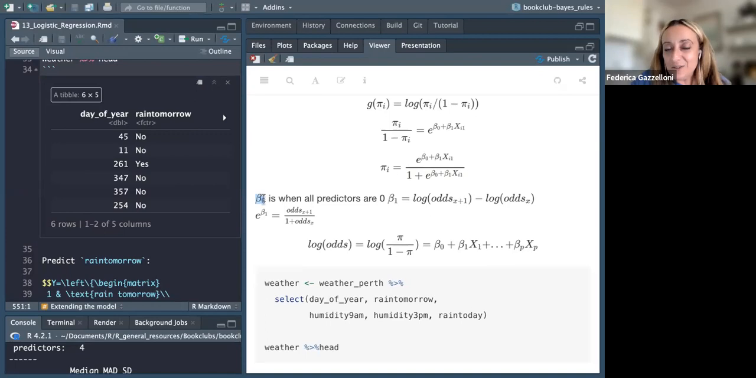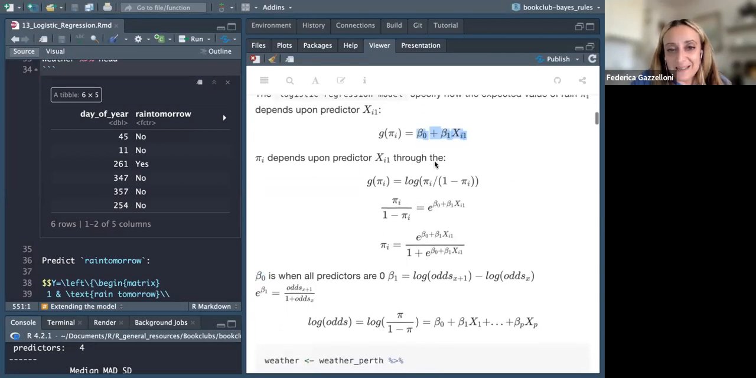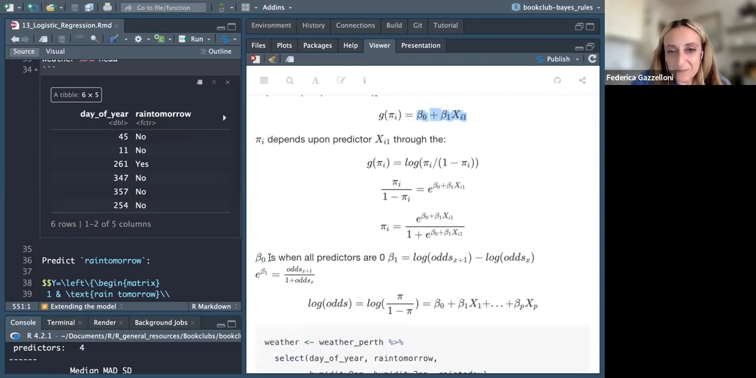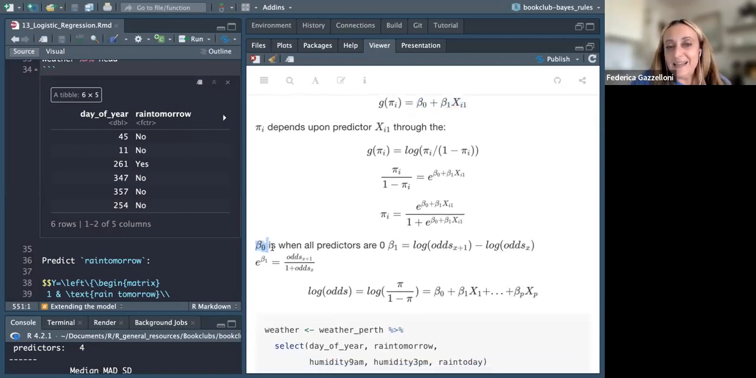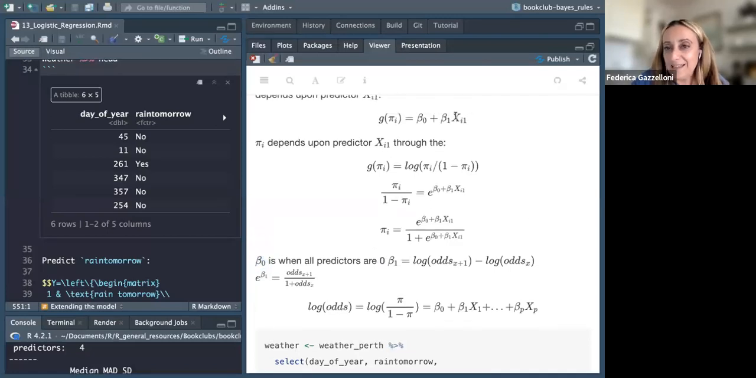So beta zero, this is our model, and beta zero is the intercept. How do we obtain beta zero? This is for linear regression, and for logistic regression too. We set all the predictors to zero. If x is zero, we are left with beta zero. So we easily find this value, which would be exactly the same as our expected estimation.